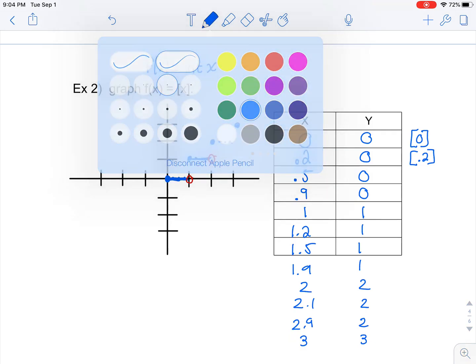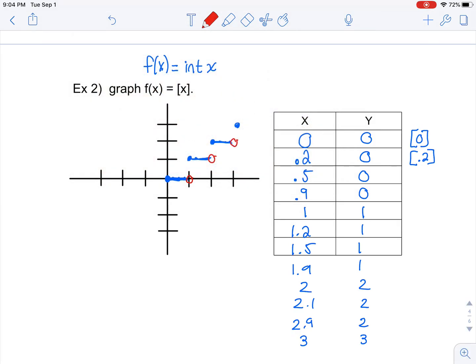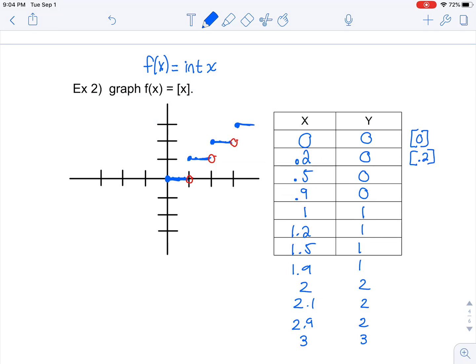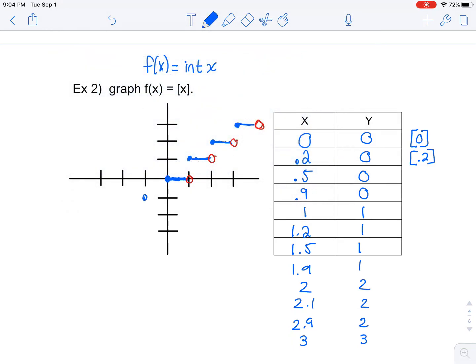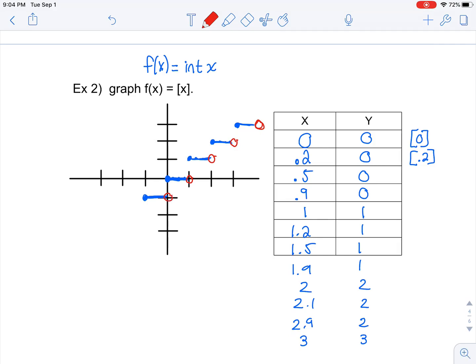And then again, it jumps up. All of these have the same y value until I get to this point, and then it just keeps doing that. It jumps up again, and it's going to keep going. Technically, it'll go the other direction too. So at -1, all of these would have a y value of -1 until I get here, and then it pops up to 0 again. So this graph will continue with these little steps all over the place.